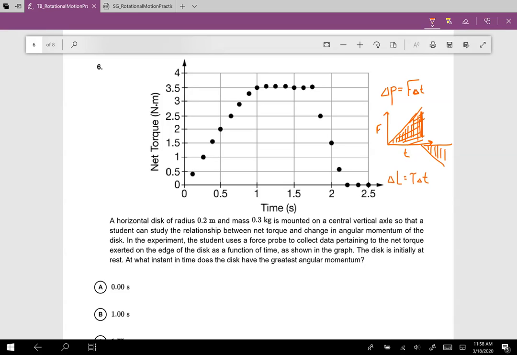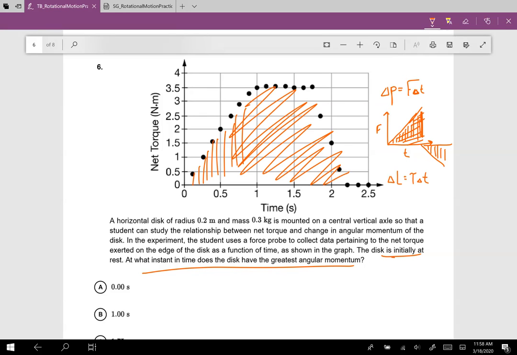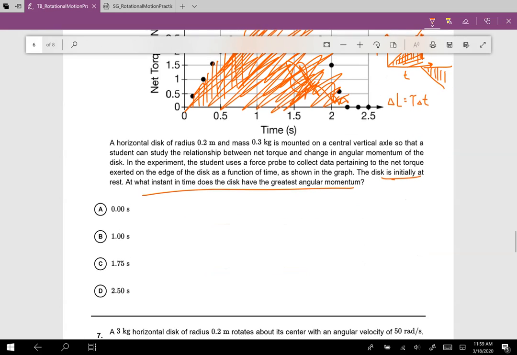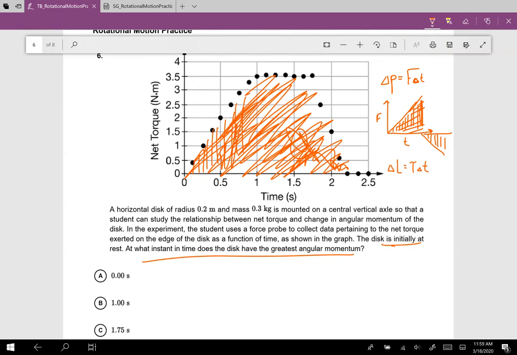So we want to know when we have the greatest angular momentum. Throughout this whole entire motion, we are gaining this positive area. So we're never decreasing our angular momentum. It's always going the same direction, and we're always increasing it. So really, we have the greatest angular momentum at the furthest time because this positive area is accruing, we're gaining this positive area this whole time.